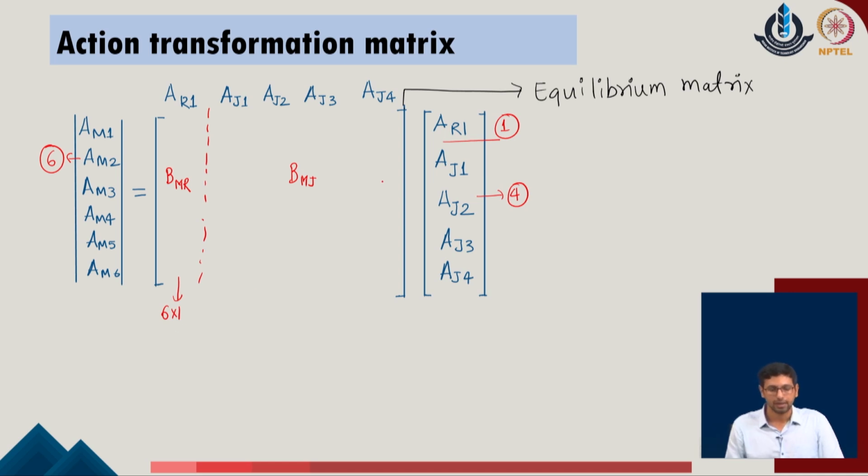In the same manner, if we now go with the B of MJ calculation, we understand it will have 6 rows because each of the member action forces, AM1 to AM6, will be defined, and corresponding to AJ1 to AJ4 we have 4 columns in the given system. So, this size becomes 6 cross 4, and the overall size of the given matrix will be the total member action forces, which are 6, into total structural action forces, which is 5 in the given case.